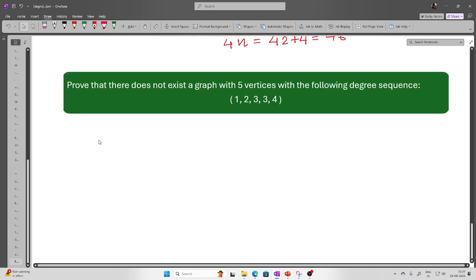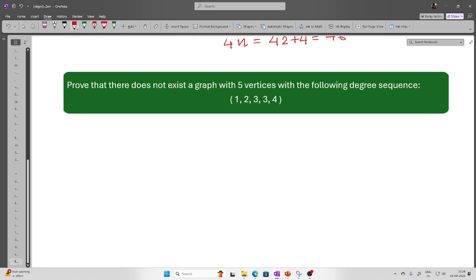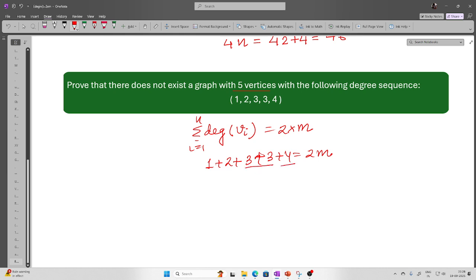Okay, so let us try to solve this problem. This problem says: prove that there does not exist a graph with 5 vertices with the following degree sequence. The sum of the degrees of the vertices of a graph should be equal to twice the number of edges. So if we do the sum, 1 plus 2 plus 3 plus 3 plus 4 is 2m. So 3 plus 3 is 6, plus 4 is 10, plus 3 is 13, and this is 2m. So this is again a fraction. What can we say? The number of edges can't be a fraction, hence the graph is not possible.